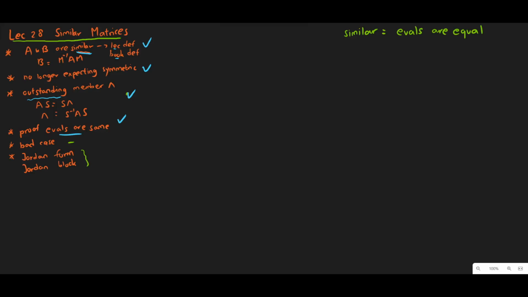Hello, this is part 2 of my review of lecture 28 on similar matrices, and here we'll talk about some bad examples, and also introduce this Jordan form and Jordan block. Okay, so let's start with an example. This is an example also in the lecture.